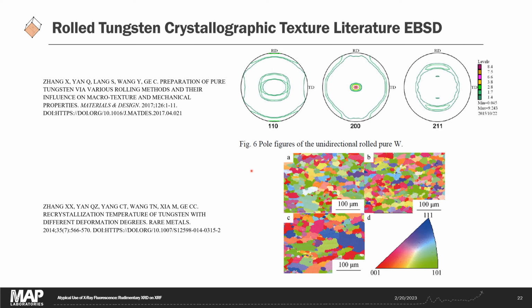A review of the literature showed several electron backscatter diffraction papers that similarly examined unidirectional, cross-directional rolled tungsten, and clock-rolled tungsten. That's where you change the angle slightly each time you put it through the roller. And interestingly, each rolling type has different effects on the preferred orientation of the crystal grains. But for unidirectionally rolled tungsten, they saw the same effect, where the 200 cubic faces were aligned parallel to the specimen surface.